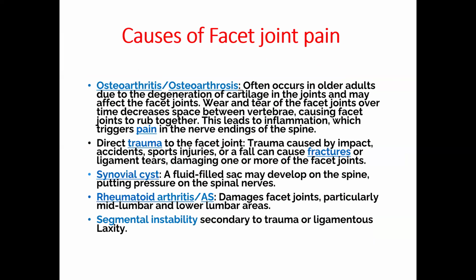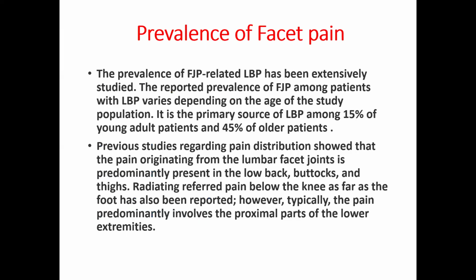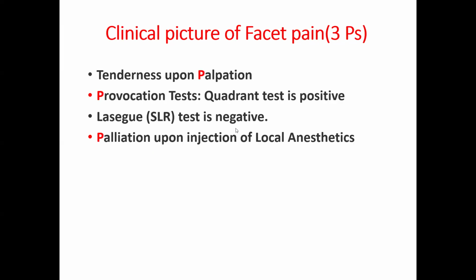Okay, what are the causes of facet joint disease? Osteoarthritis, especially in elderly folks, like all joints start with wear and tear problems, maybe also some trauma added to it. Synovial cyst, we see this a lot. Rheumatoid arthritis or ankylosing spondylitis, and sometimes related to segmental instability, from ligamentous laxity or trauma. Facet pain is around 15% in young adults and 45% in older patients.